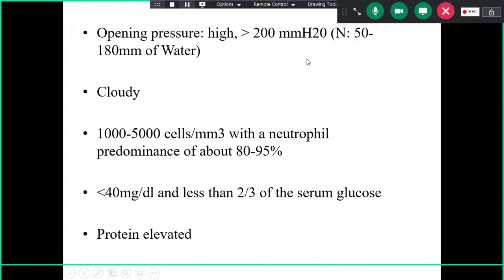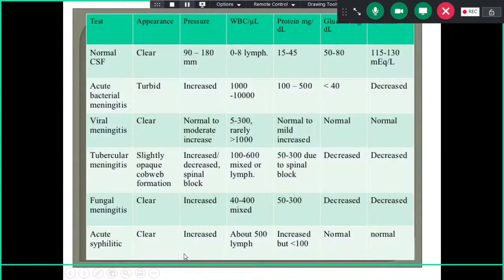Opening pressure, I told you, is normally say 80 to 100 millimeter water. It increases to more than 200. The fluid is cloudy, the WBC is very high, the CSF glucose level is less than 40, and protein is elevated. In normal CSF, pressure is 90 to 180, WBC is 0 to 8 lymphocytes, protein is between 15 to 45. In acute bacterial meningitis, because of the leakage from the blood-brain barrier, the protein level will be very high. Because the glucose is utilized by the bacteria, it will be low, less than 40.